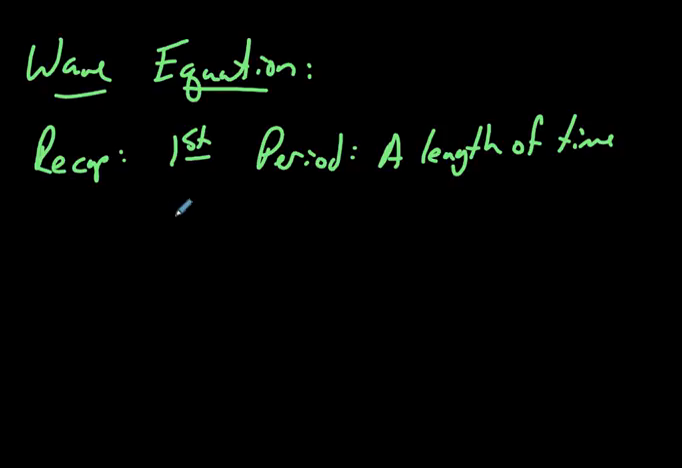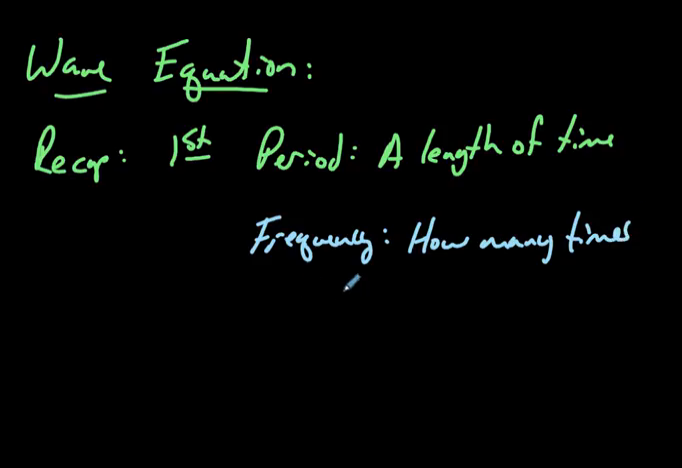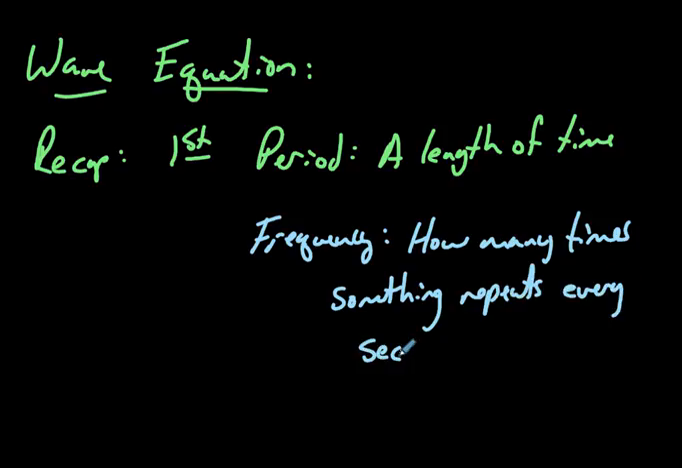The second thing is frequency. This is how many times something repeats every second. So period is measured in terms of seconds. Frequency is measured in terms of inverse seconds, in other words, per second.